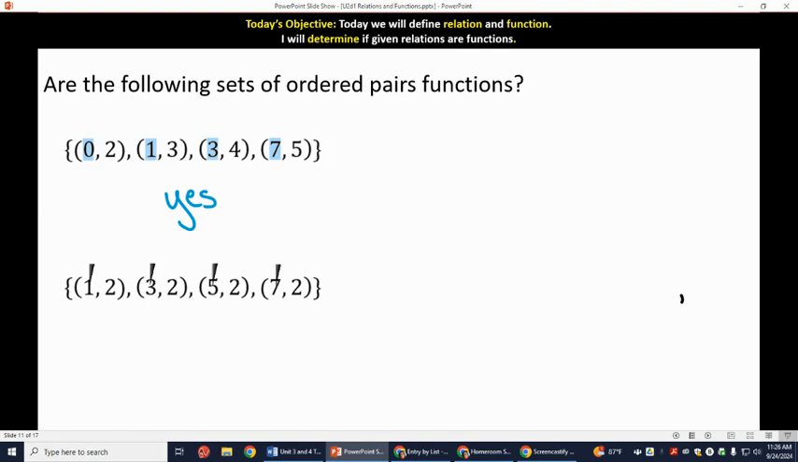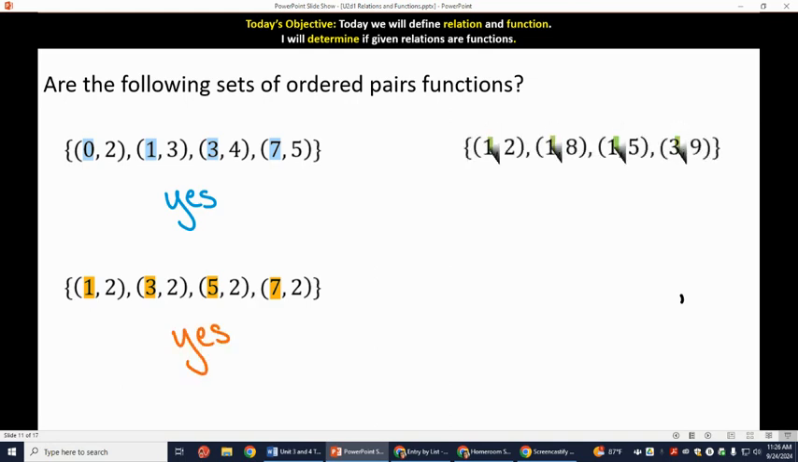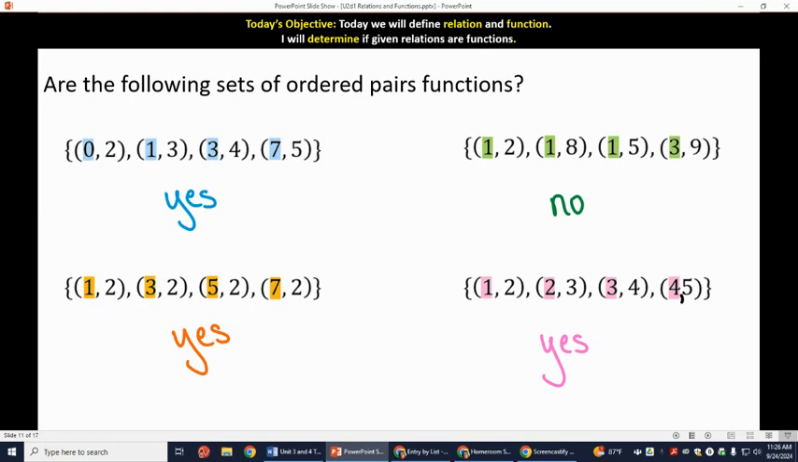What about this one? Yes. Yeah, 1, 3, 5, 7, we're good. What about this one? No. No. What about this one? Yes. I'm gonna add that comma in there, I was missing the comma on your note sheet.